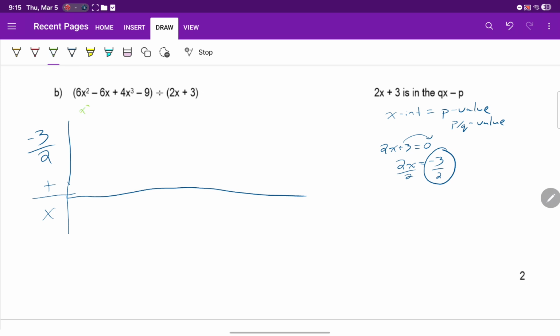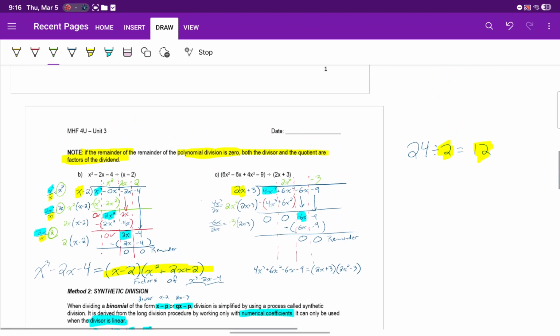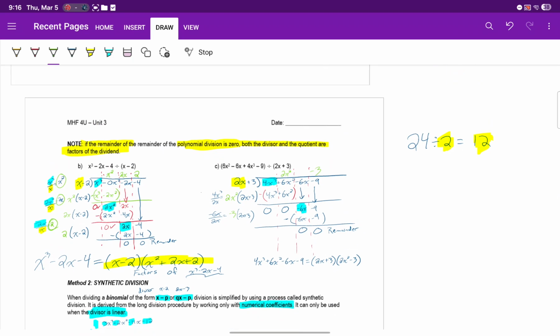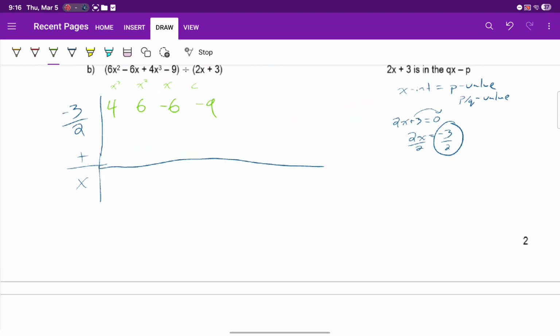This is like my x cubed column. This is like my x squared column. This is like my x column. And this is like my constant column. So I have 4, 6, -6, and -9. Okay. Now, if you notice here, this question here is actually the same one that we just did. Okay, we've already done this one. Okay. So we should get the same result.